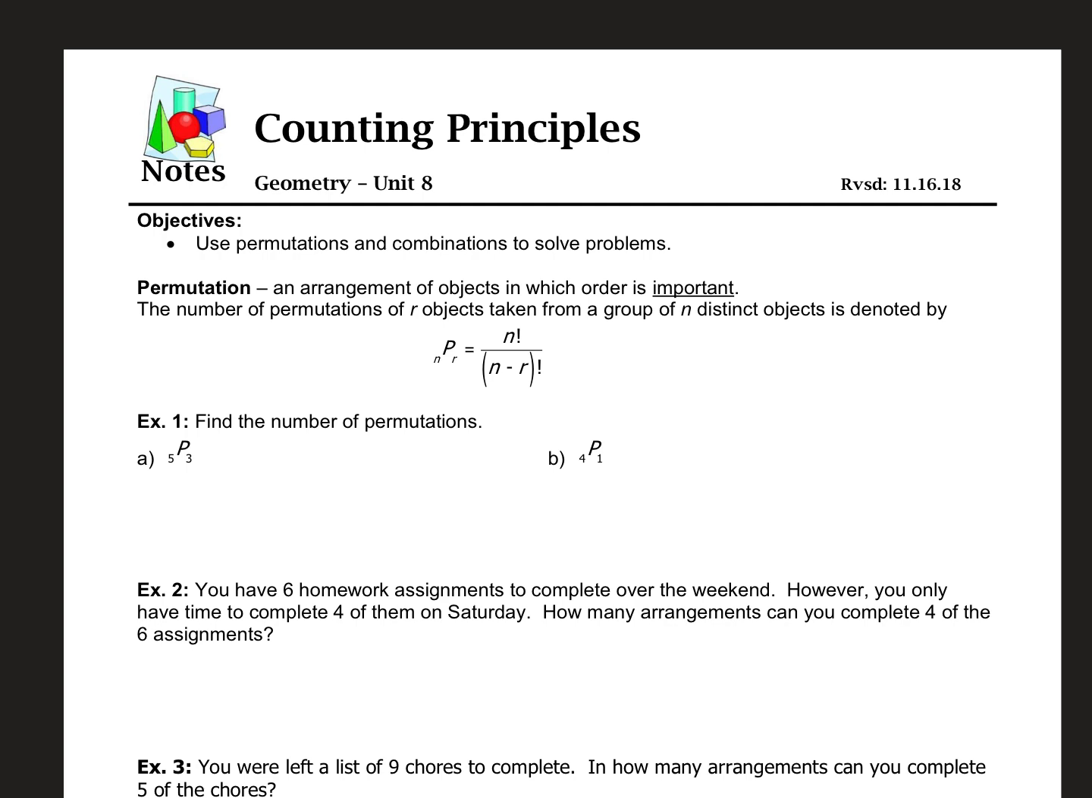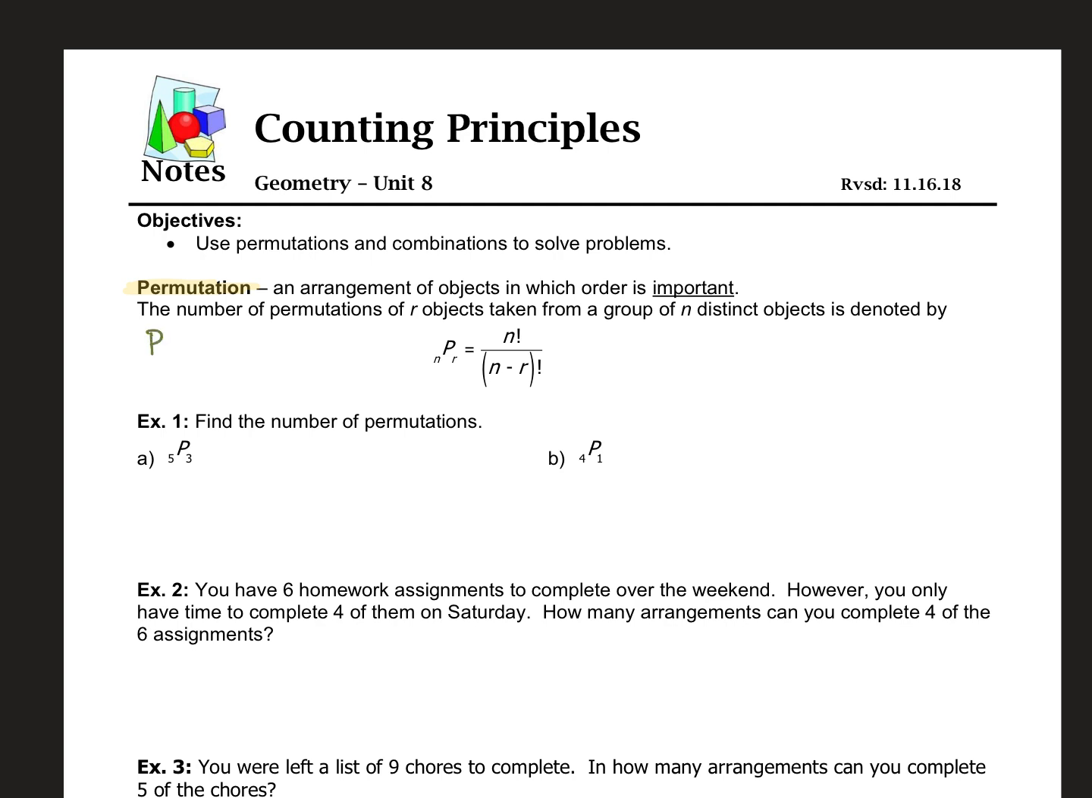So the first thing we're going to talk about today is a permutation. A permutation is an arrangement of objects in which order is important. So the order matters here. The number of permutations of r objects taken from a group of n distinct objects is denoted by this formula right here. Now let's talk more specifically about what all the parts and pieces of this formula actually mean.